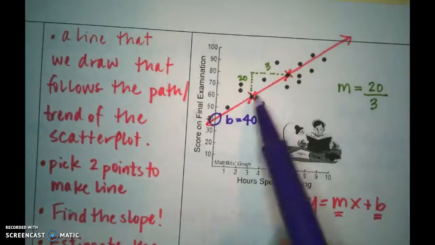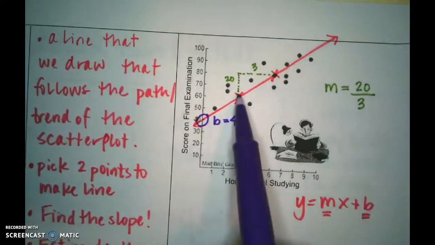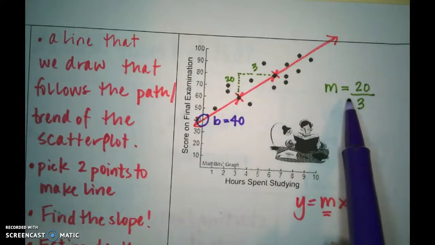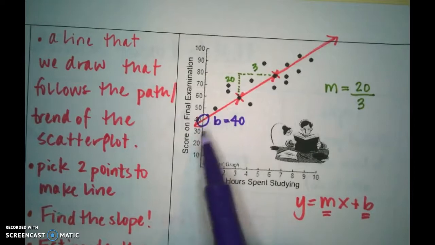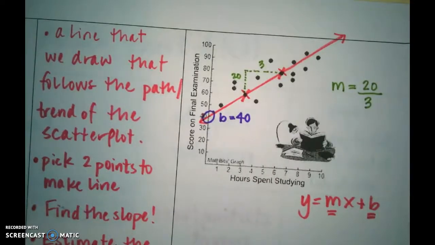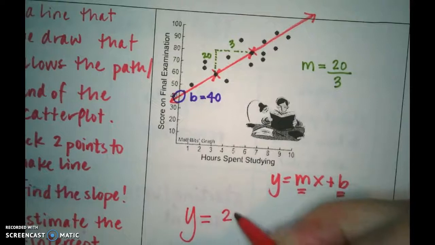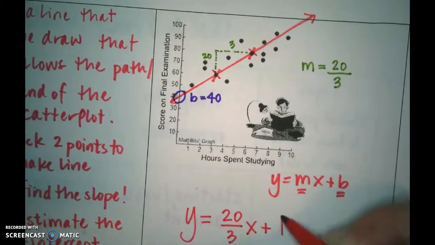So what I did is I took the 2 points, I drew the line, I counted the rise and the run of those 2 points to get my m, and then I looked on the graph to see where it crossed the y-axis, and that's what the y-intercept is. So now the equation of the line that I drew is y equals 20 over 3x plus 40.